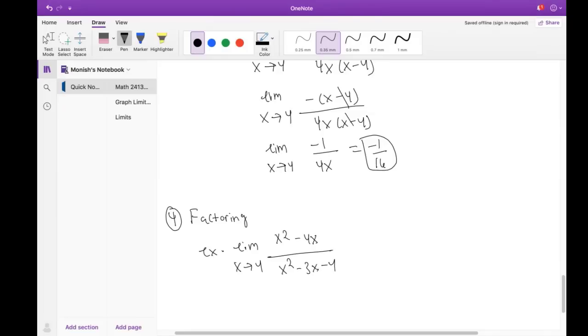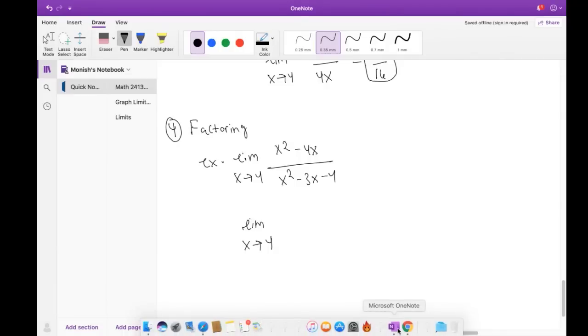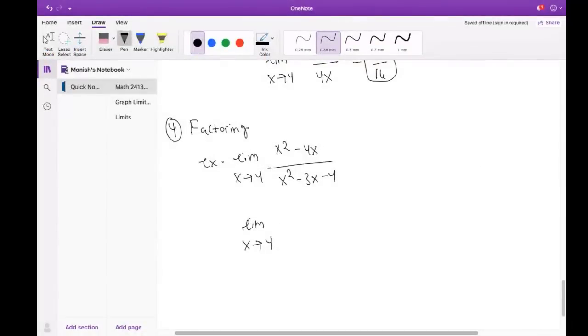Again, if I plug in 4, I get 0 in the denominator. So somebody tell me what I can simplify the numerator and denominator to be to start off this problem. Yeah, so I can make the numerator x times x minus 4, and then I can make the denominator x minus 4 times x plus 1.